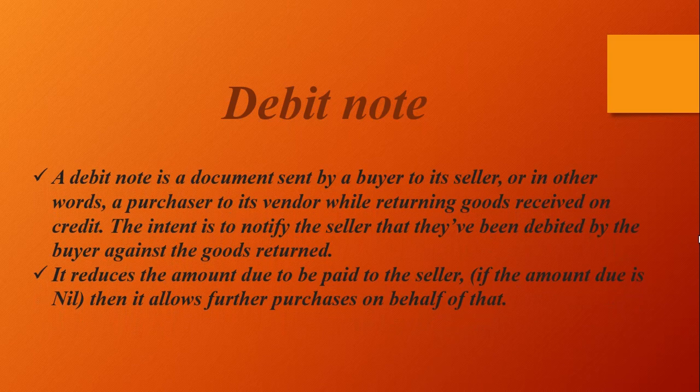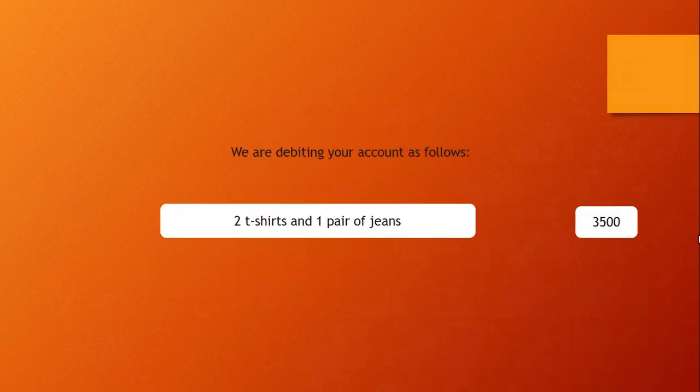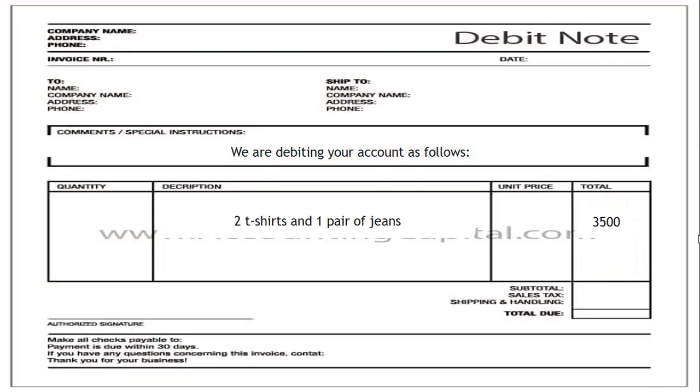So what is a debit note? A debit note is a document sent by a buyer to its seller when he returns the goods. The intent is to notify the seller that they have been debited by the buyer against the goods returned. This is the proforma of debit note.